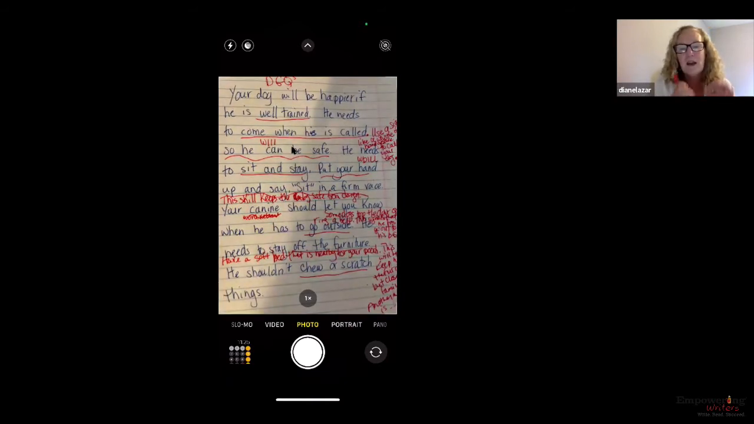So in the authors group revision model, we have the representative piece. I identify a skill and I show my students exactly how to revise for that skill. How often do your students have no idea what it is to revise? And they do things like this. They add a color word or a size word. And that is not what you had in mind, is it? And I could go on, he shouldn't chew or scratch things, but you get the point.